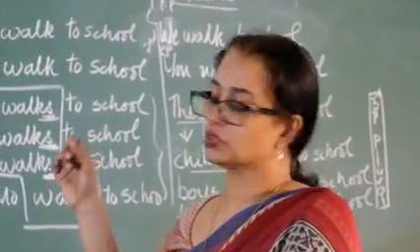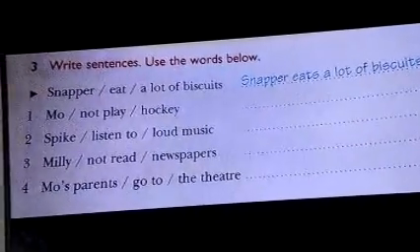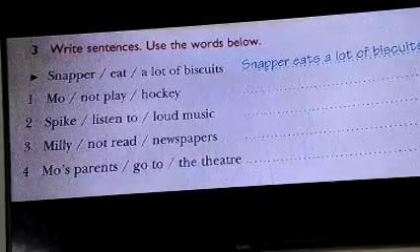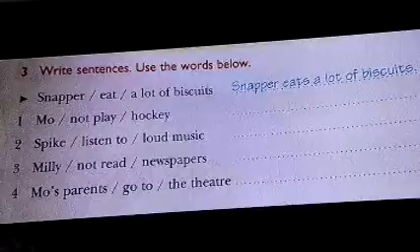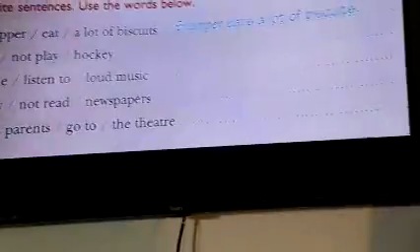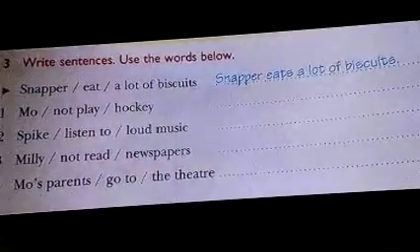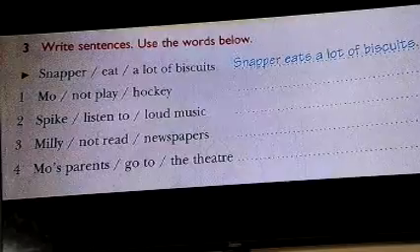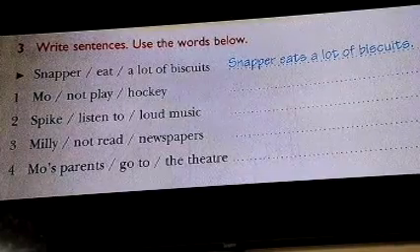Spike listen to loud music. Spike is singular. So you have to make the verb agree with the noun. Noun is singular. So you have to make the verb, which is the verb here, listen is the verb, agree with the noun. To make the verb into the singular, what should you do? You should add an S. So Spike listens to loud music.